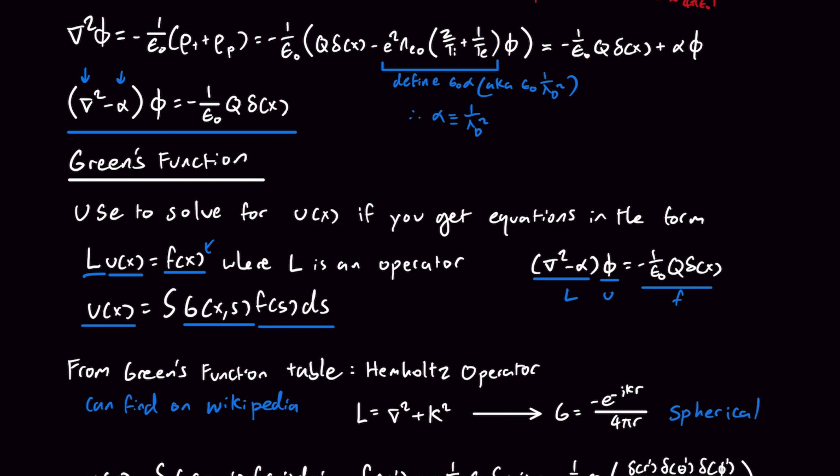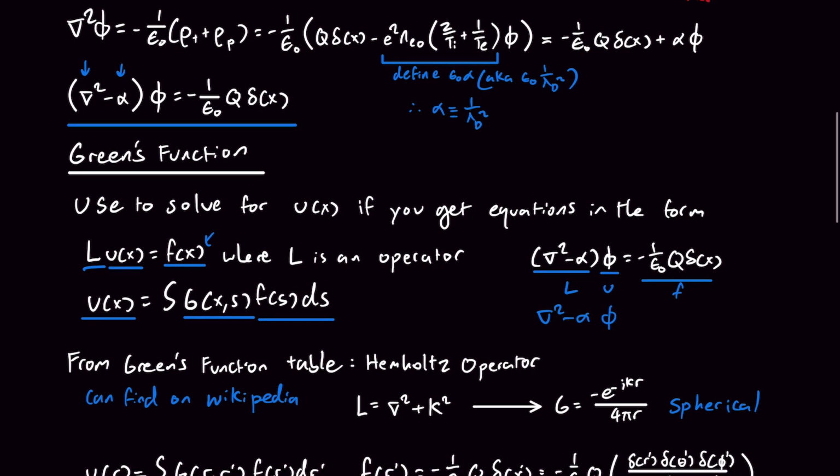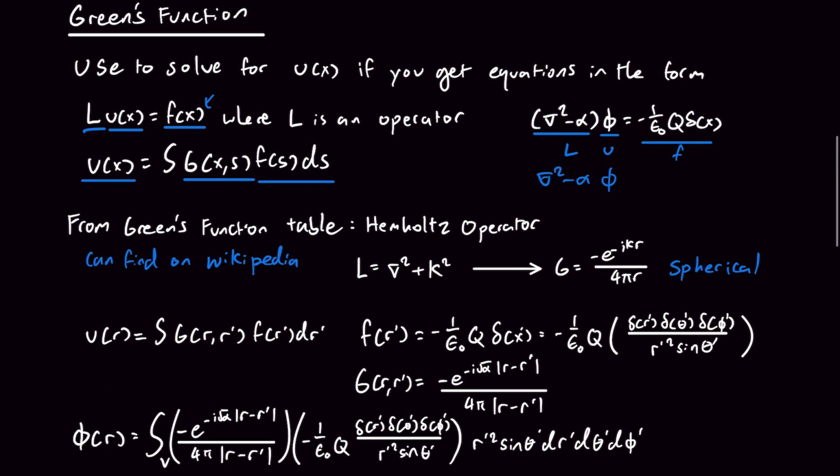So if we look to the top, this is basically the exact same setup. The operator here is going to be gradient square minus alpha. The function here is going to be u, or the potential, and then the function here is going to be the test charge.